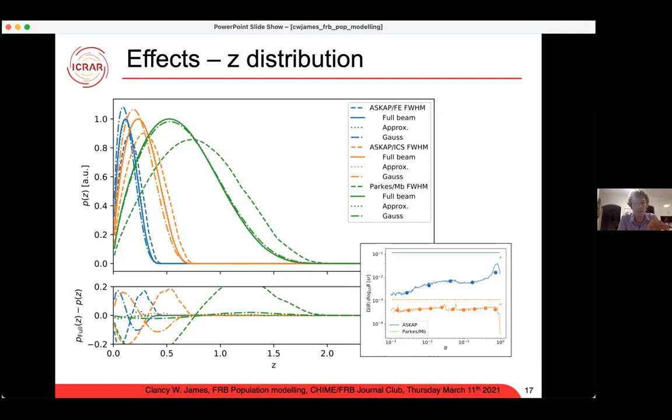It turns out that for Parkes, the Gaussian approximation is fine. It gets your absolute rate completely wrong by a factor of 100%, but your redshift and DM distribution is fine. So, great. And if you use your full width half maximum, well, you get it wrong as you overestimate your sensitivity to the distant universe. In the case of ASKAP, in either orange or blue here, the solid line is correct, and your dotted line is this numerical approximation, and they both agree.